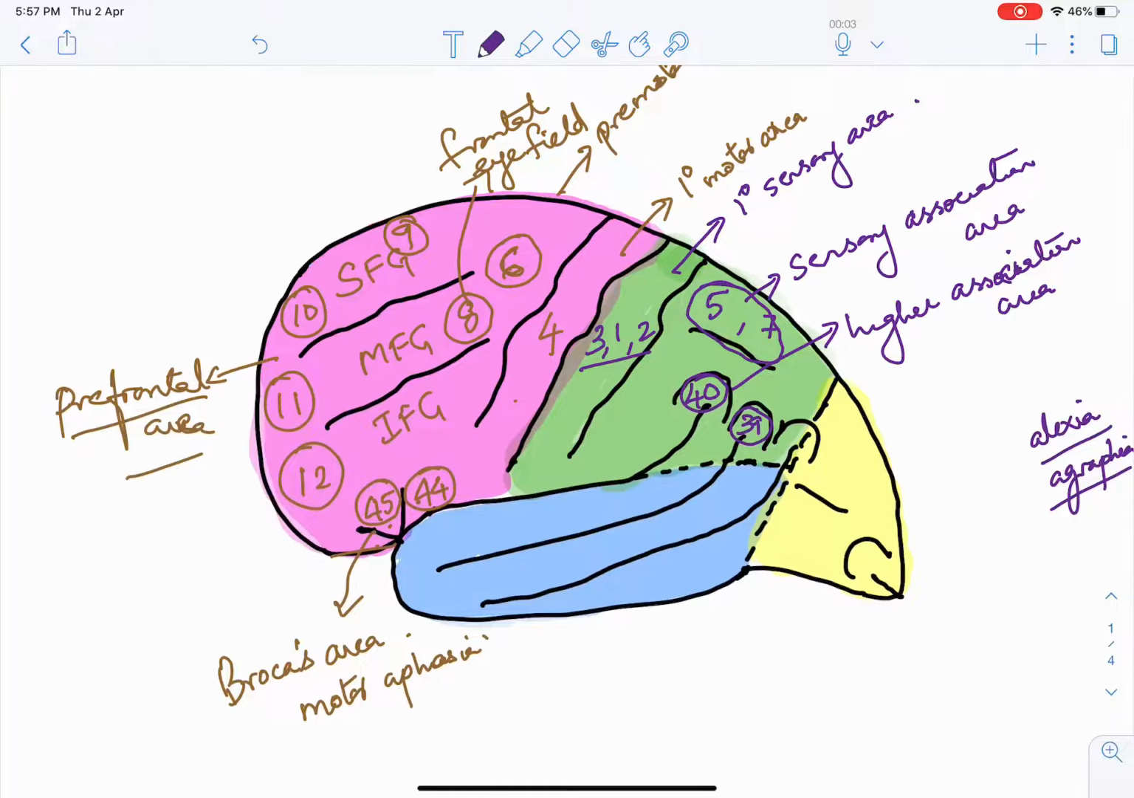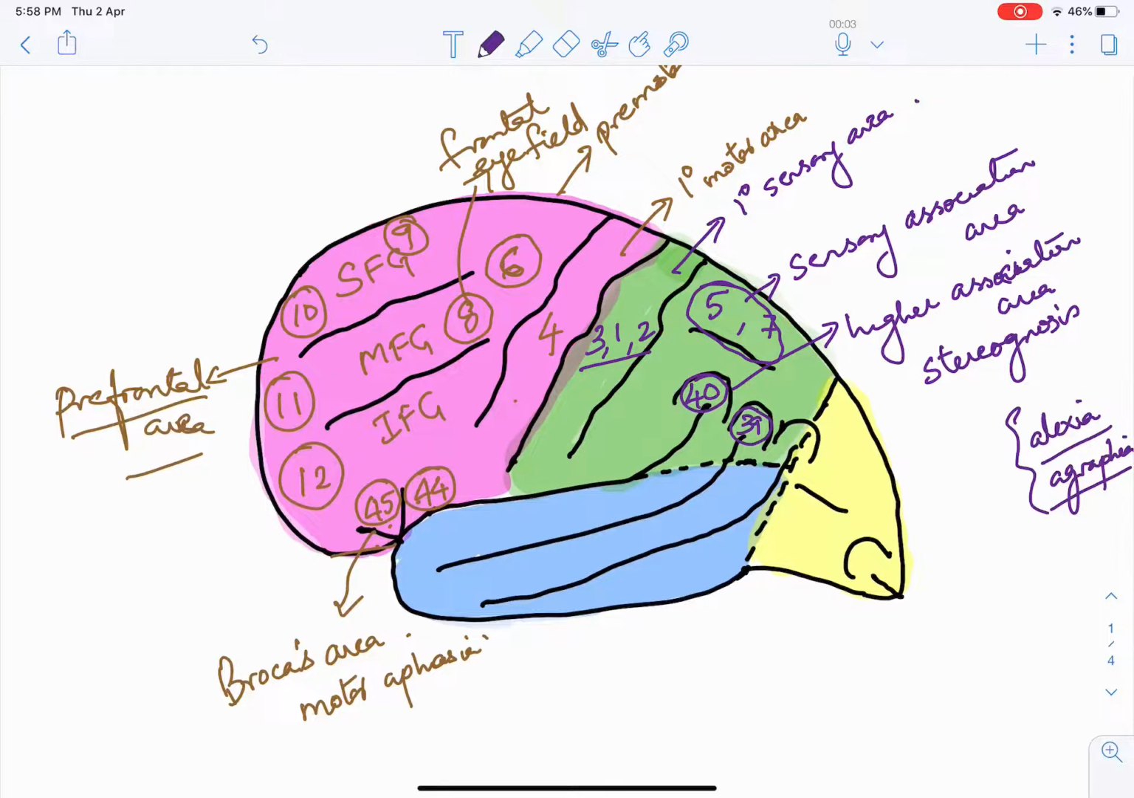So these are the sensory areas in the parietal lobe. So we have area number 3, 1, 2, that is the primary sensory area. Then we have the sensory association area, that is 5 and 7, that is located in the superior parietal lobule. Then in the supramarginal gyrus we have area 40, that is higher association area, that is helping in stereognosis. Then area number 39, that is the angular gyrus, and that is helping in using visual images to identify an object. So if it is affected, there will be alexia and agraphia.